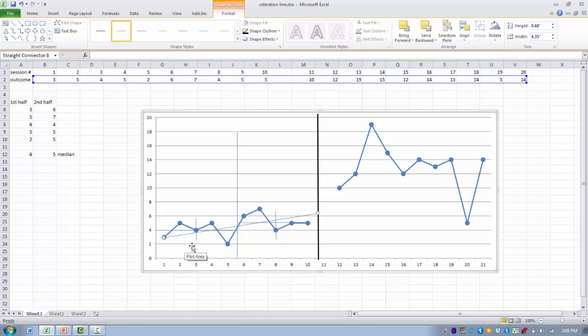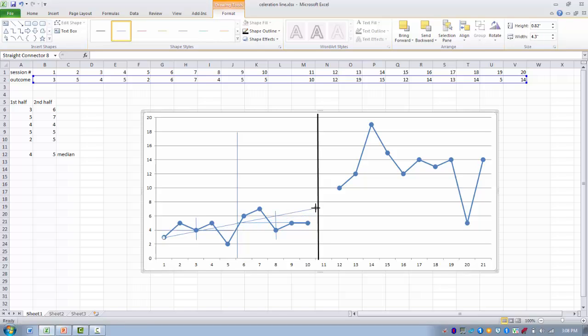So my acceleration line isn't quite in the right spot. It's not the split middle line. So what I have to do is adjust my line slightly so that I have an equal number of data points above and below.